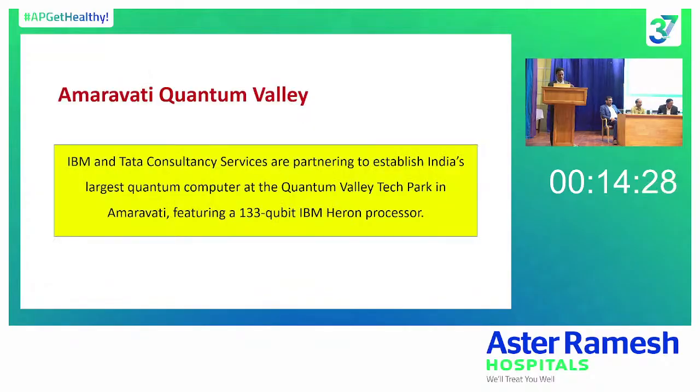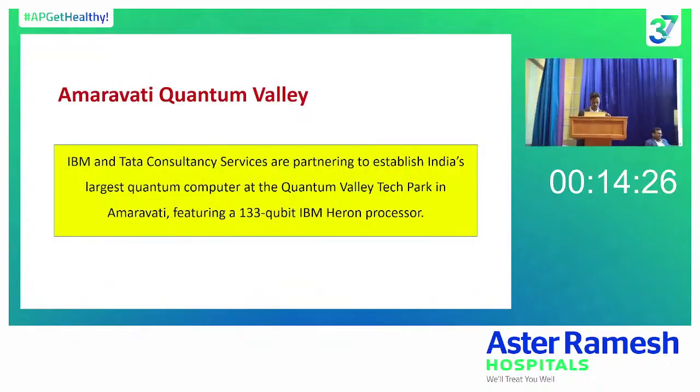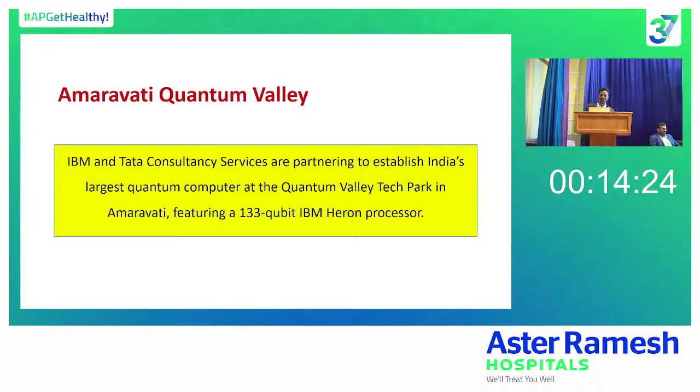We all know that there has been a recent start of construction of Quantum Valley in Amravati by the collaboration of IBM and TCS, and there they are going to put a 133 qubit IBM Heron processor. What this means, probably you'll understand by the end of the presentation.